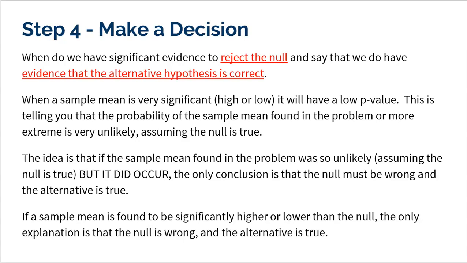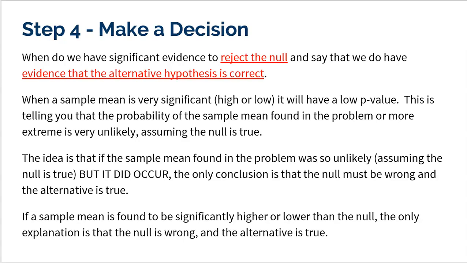When we do have significant evidence to reject the null, we say that we have evidence that the alternative hypothesis is correct. When a sample mean is very significant, high or low, right on the ends, on the far left or far right, that will create a very low p-value. This is telling you that the probability of the sample mean found in the problem, or more extreme, is very unlikely, assuming the null is true.